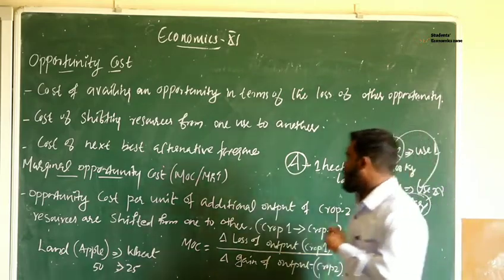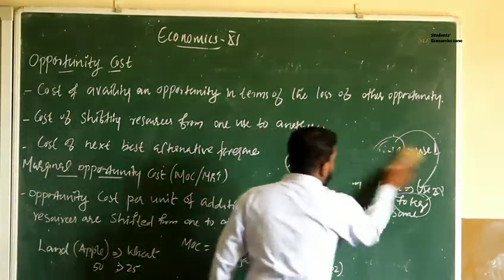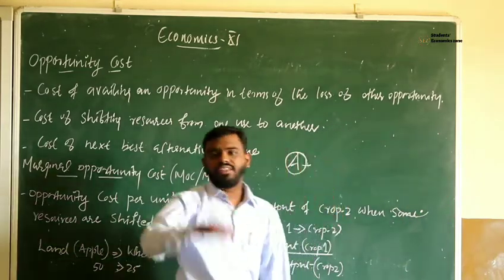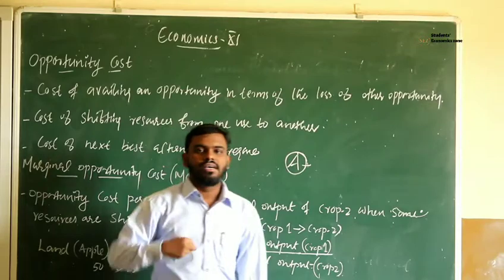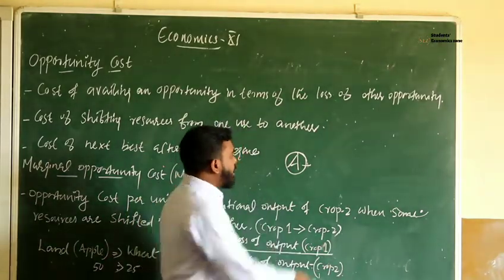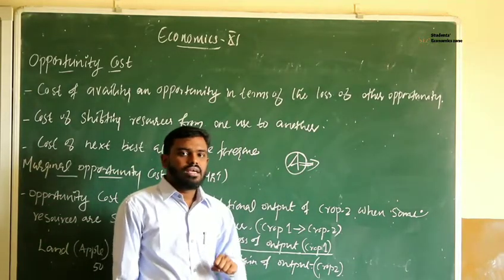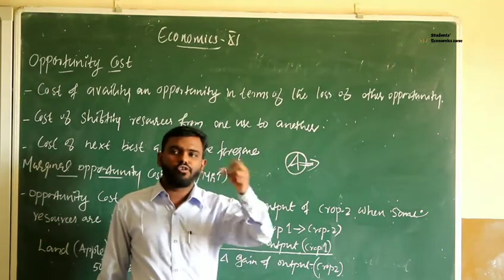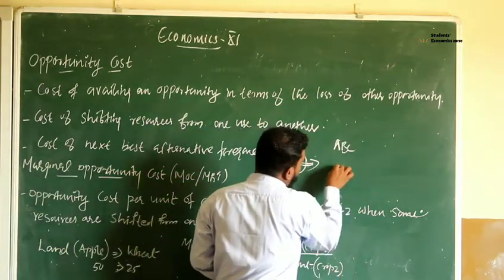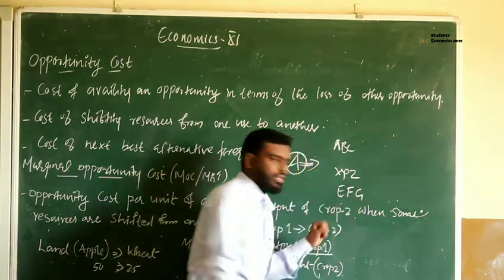Another example: suppose student A completed his 12th class. After that he joined the CA course, the Chartered Accountant course, and he qualified as a CA. After his qualification, some companies gave offers to him: company ABC, company XYZ, and company EFG.